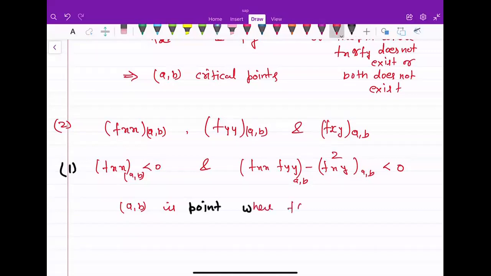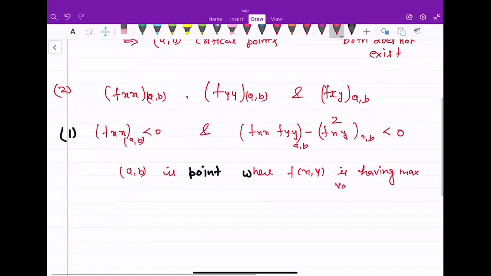Where fxy is having maximum value. This is the point of maxima. Second point, fxx is less than 0. Third point, I think, actually, all of the points are included inside 2 only.